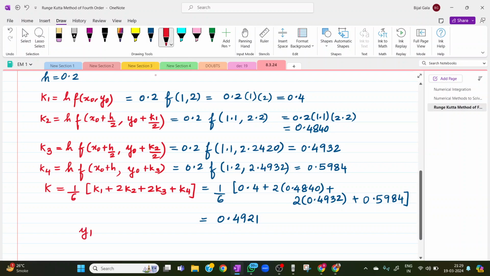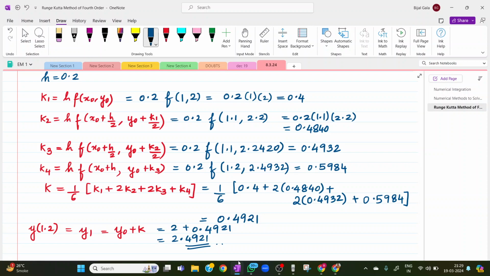Finally, we have to calculate Y1. So y1 is nothing but your y when x is 1.2. Y at x1. Your x0 was 1, x1 is 1.2. So y's value at 1.2 is y1. And in this case, the formula is y0 plus k. Your y0 was 2 plus k is 0.4921. So the answer comes to 2.4921. I hope this is okay.